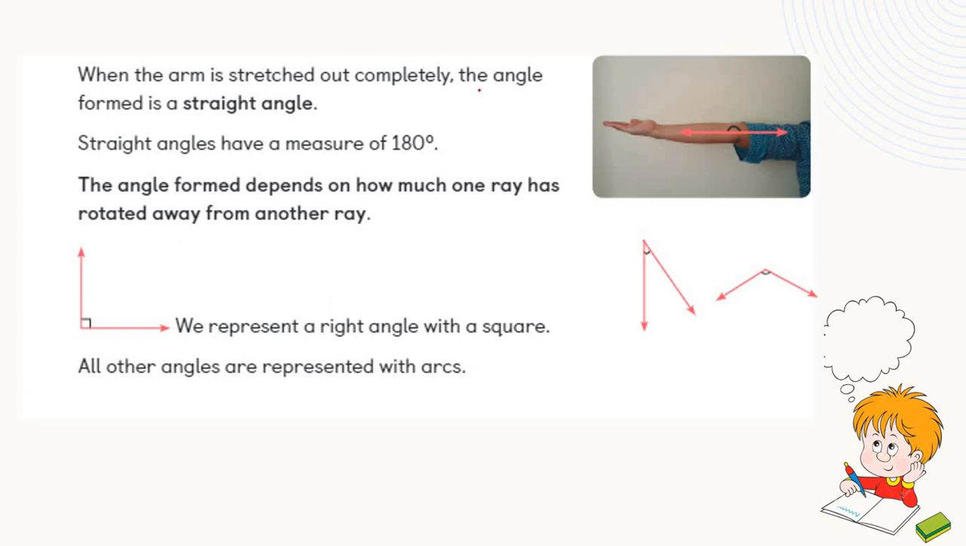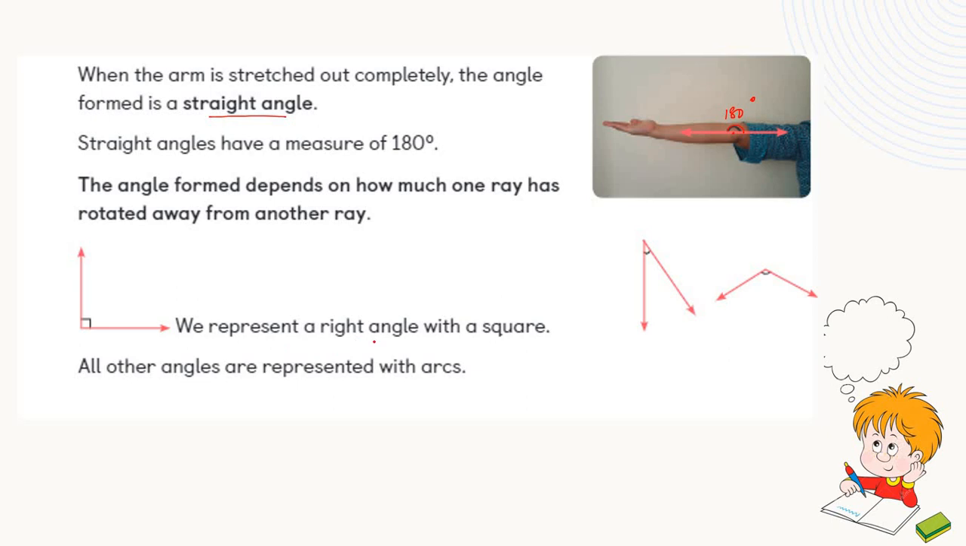When the arm is stretched out completely, the angle formed is a straight angle. Children, all of you, stretch your arm and check. Yes, it is a completely straight angle, 180 degrees. The angle formed depends on how much one ray has rotated away from another ray. This is the initial ray and this is the terminating ray. If we stretch our arm, there we find the straight angle.